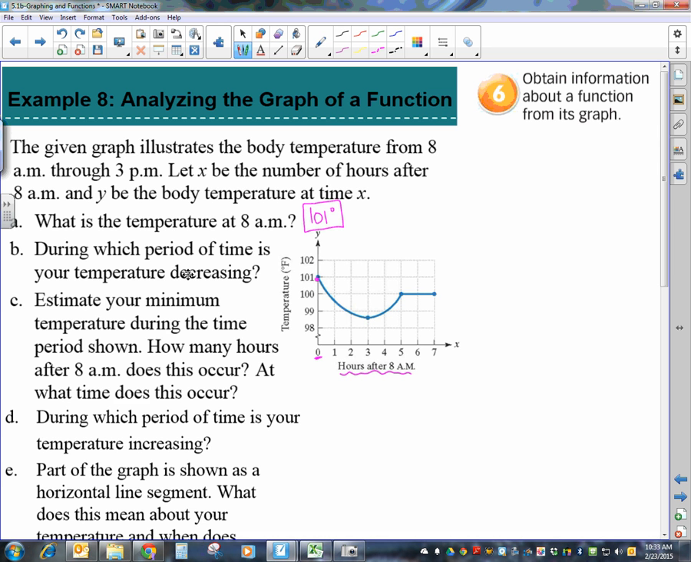Okay, during which period of time is your temperature decreasing? Everybody knows that decreasing is, this might be a little bit hard to draw because I don't know if they'll let me do this. Decreasing is when your graph is falling. So it is falling from here all the way to there.